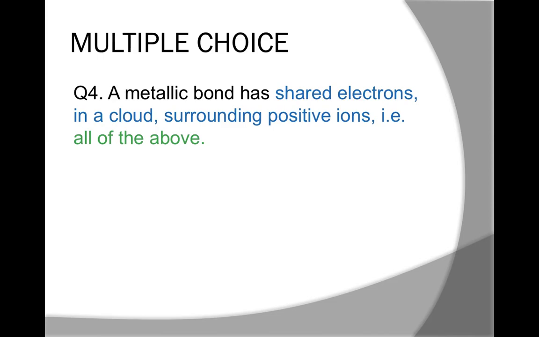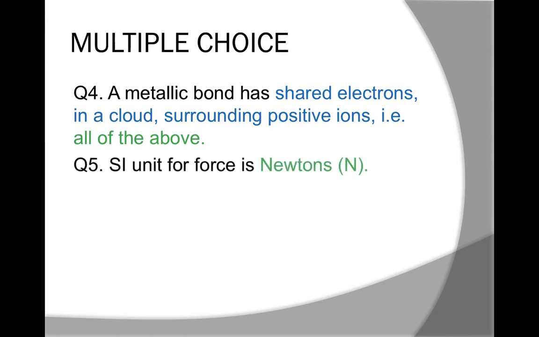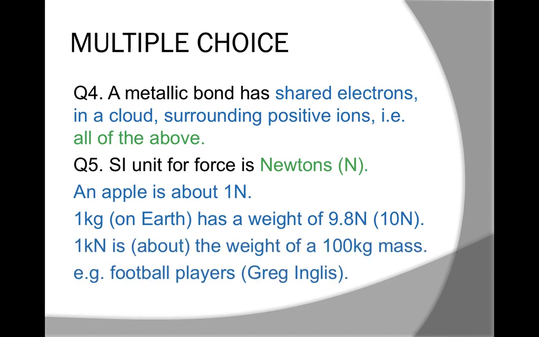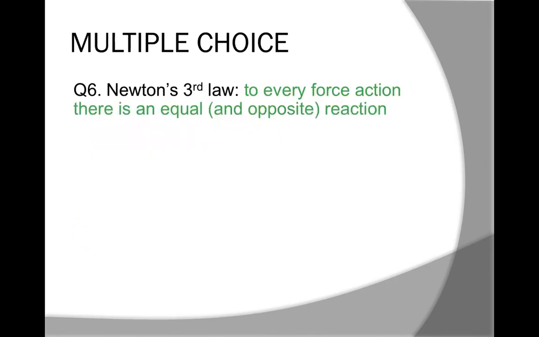Question 5. The SI unit for force is newtons, written as a capital N. An apple is about 1 newton. 1 kilogram on Earth has a weight of 9.8, we can write 10 newtons. 1 kilonewton on Earth is about the weight of 100 kilograms. For instance, football players, Greg Inglis. When I did this, Greg Inglis was the premiership winning player at the time. So these days I say Paul Gallen. Okay, question 6.